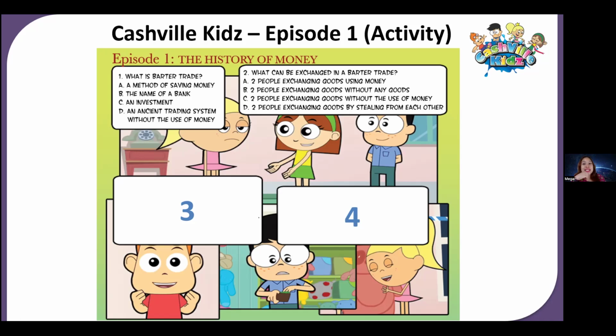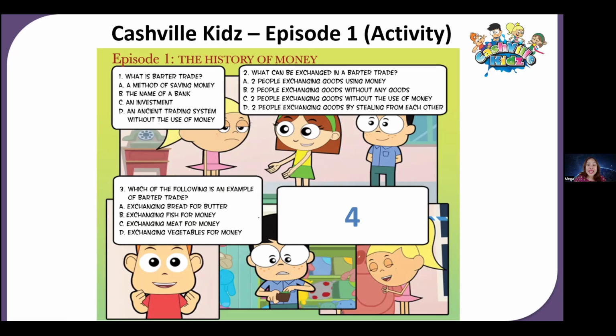Capital G. Is it A, 2 people exchanging goods using money, B, 2 people exchanging goods without any goods, C, 2 people exchanging goods without the use of money, or D, 2 people exchanging goods by stealing from each other? Ismail K, you're the first to type capital G, and your answer is C. Congratulations, that is the correct answer. So it's 2 people exchanging goods without the use of money. I'll just take down your name, Ismail, and then we will allocate the prize for you. Congratulations, Ismail.